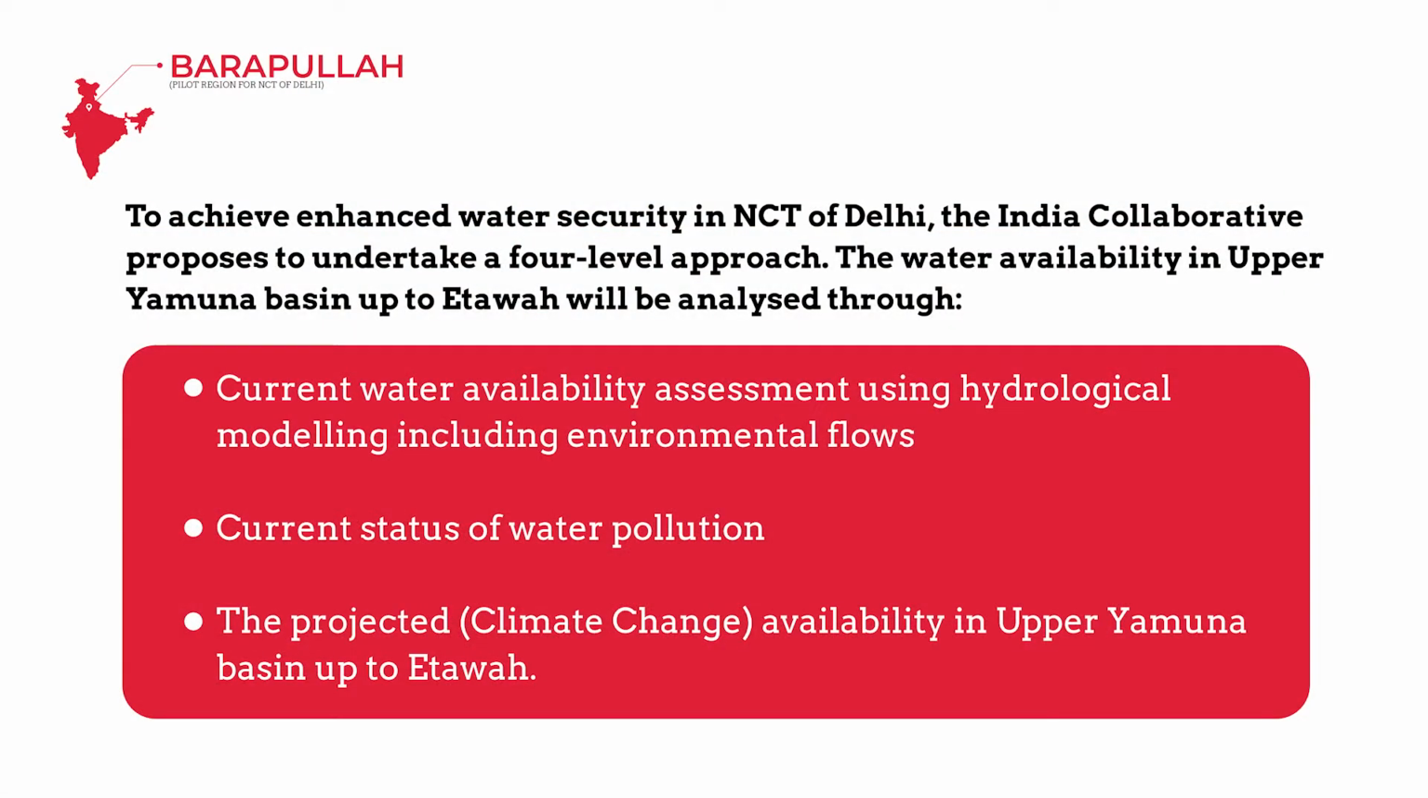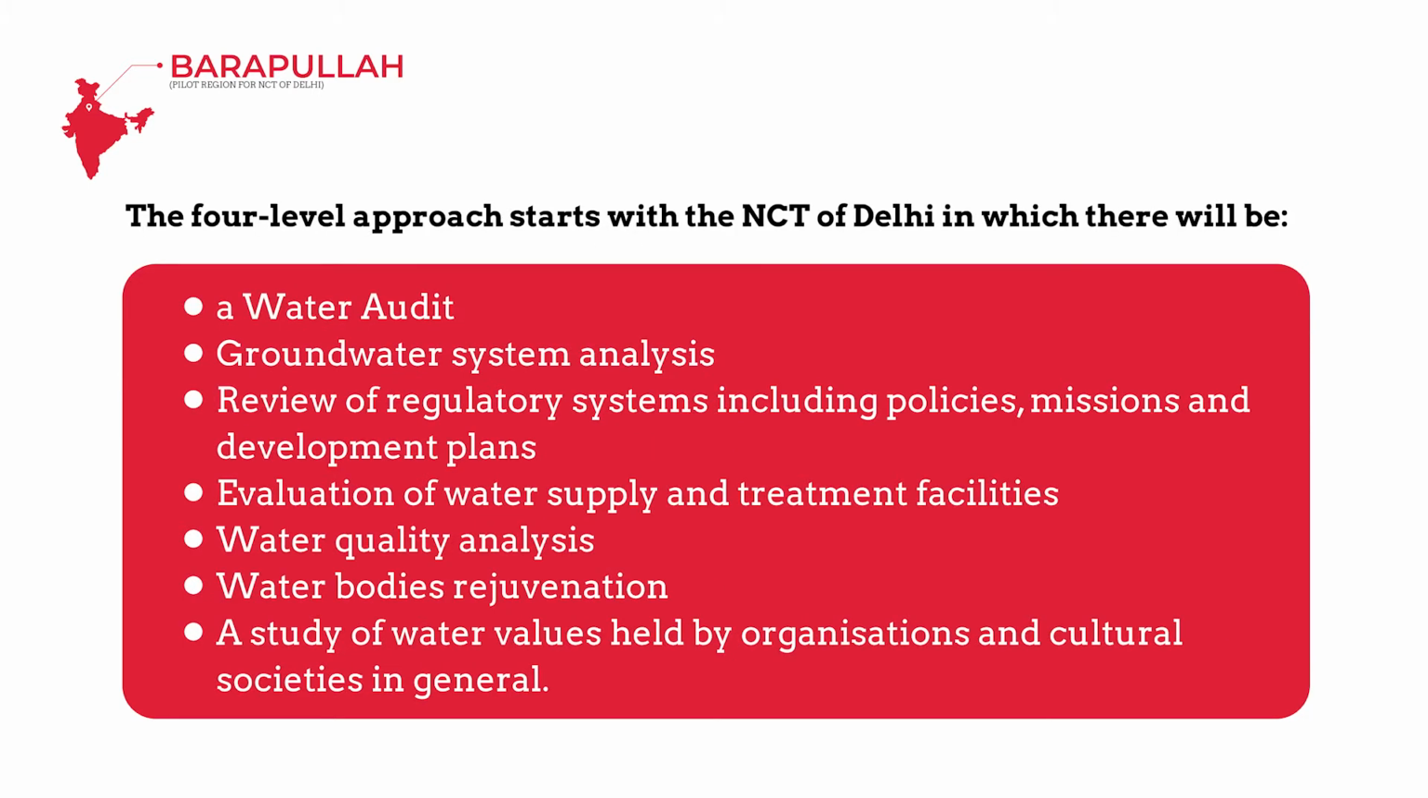To achieve enhanced water security in NCT of Delhi, the India Collaborative proposes to undertake a 4-level approach. The water availability in Upper Yamuna Basin up to Etawah will be analyzed through the current water availability assessment using hydrological modeling including environmental flows, current status of water pollution, and the projected climate change availability in Upper Yamuna Basin up to Etawah.